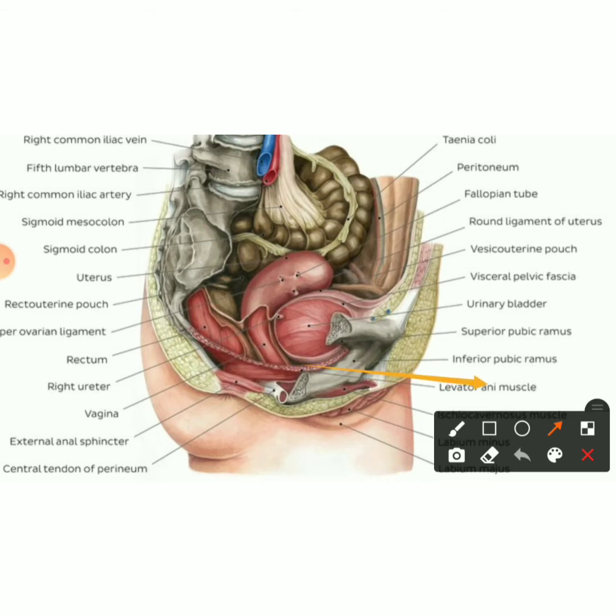Here you can see this is a levator ani muscle and it is forming a sling around. This is the rectum, this is the uterus, this is the urinary bladder. So it will be forming a sling around all the structures so that they will be kept in place in the pelvic cavity, so as to prevent the prolapse. Prolapse of each structure, we will come to that later.